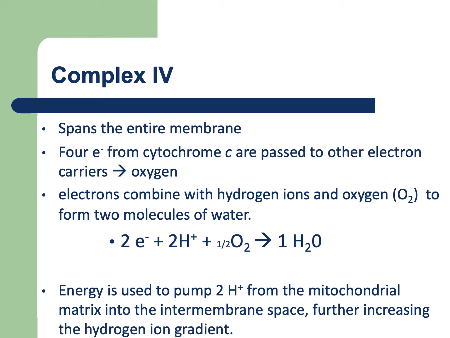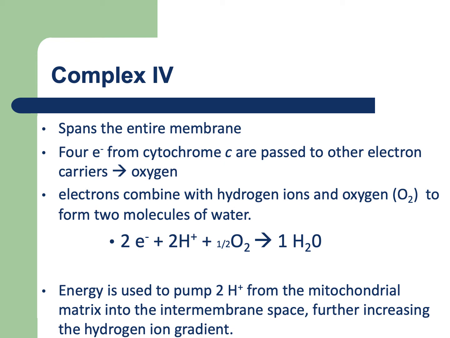Typically this happens in double, so we would see 4 electrons combining with 4 hydrogen protons and 1 molecule of oxygen, leading to 2 molecules of water, just to make it a little bit more simple and even. So the energy is used to pump 2 hydrogen protons from the mitochondrial matrix into the intermembrane space, further increasing the hydrogen ion gradient. Remember, we pump 2 hydrogen protons at this step across the membrane.